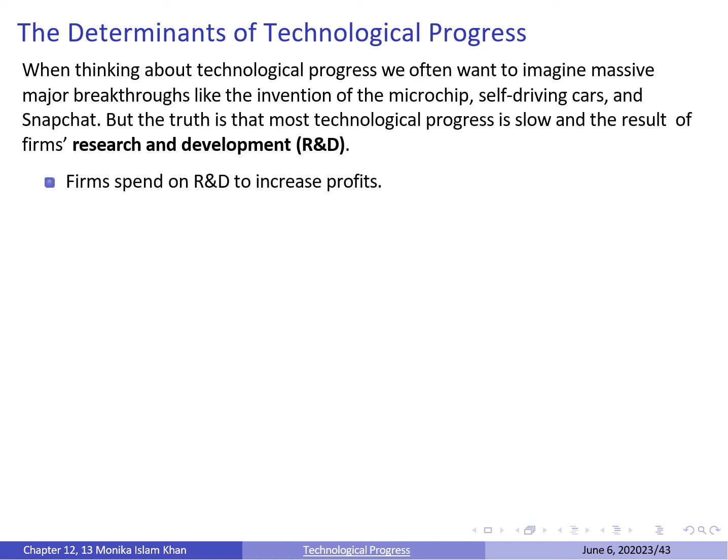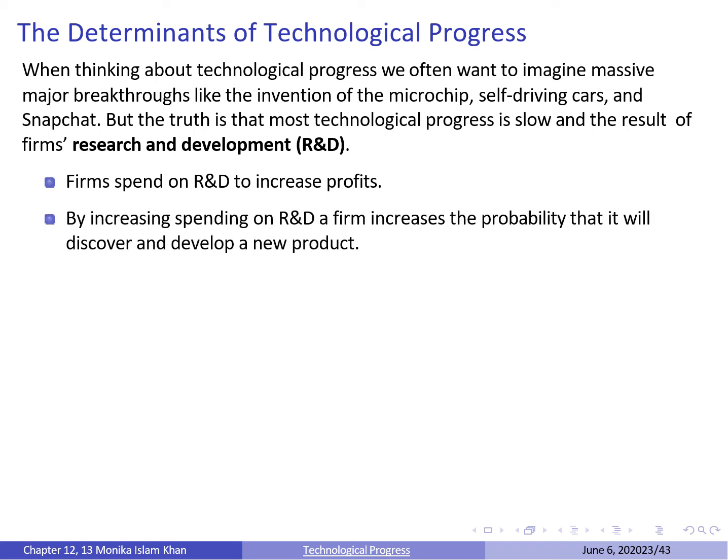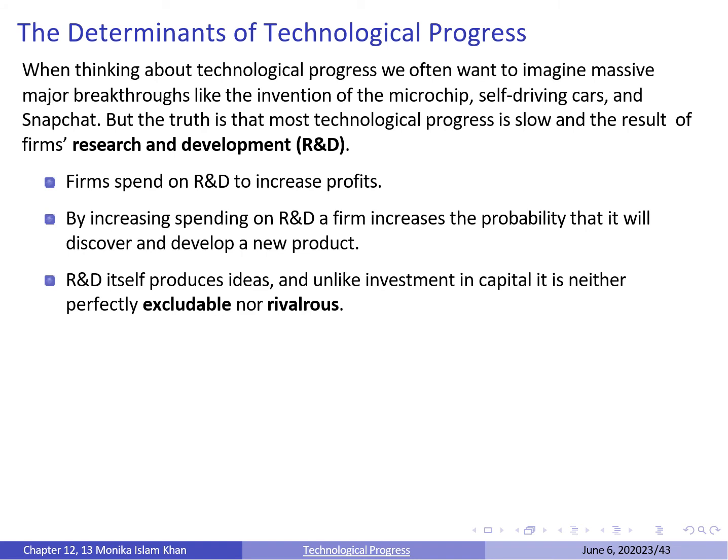And most firms spend on research and development to create new products, find faster methods of production that reduce costs, create a variety of goods, and increase the efficiency of products, like car companies are always trying to make cars that are more fuel efficient, and all of this would increase firm profits. Research and development produces ideas. And unlike investment in capital, production of ideas is neither excludable nor rivalrous.